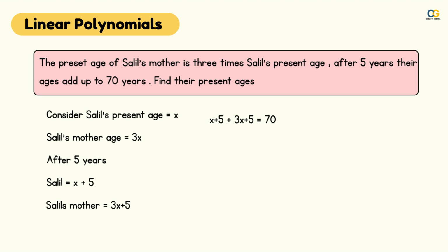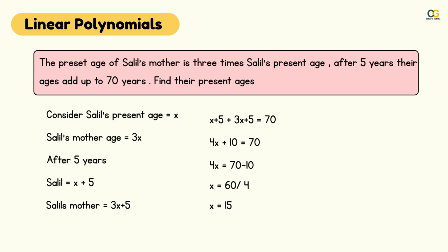So solving this further, we can only add like terms. So adding the variables, we get x plus 3x, 4x. And adding the constants, 5 plus 5 is equal to 10. So 4x plus 10 will be equal to 70. 4x will be equal to 70 minus 10, which is 60. And x will be equal to 60 by 4. So x finally will be equal to 15.